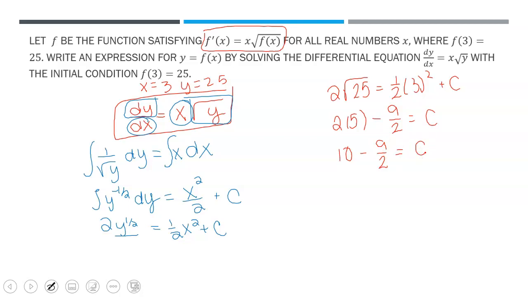So you have the square root of 25, which is 5. 2 times 5 is 10. 3 squared is 9. So then you have 9 halves, which is 4.5. So again, 10 minus 4.5, giving you 5.5.